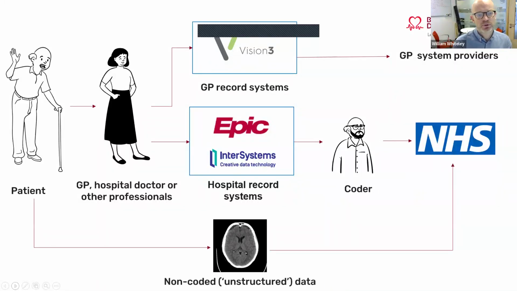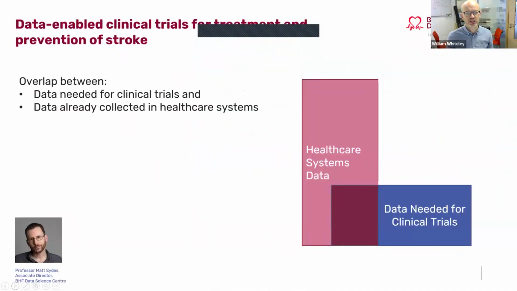Lastly, your GP or your hospital doctor or maybe a paramedic may record things about you in other unstructured forms. And perhaps for us in stroke, the important piece of unstructured data is brain imaging. And that sits within either hospitals or in national collections. So this is the ecosystem we're working with in health systems data. Now let's think about each of those 6 challenges that the BHF Data Science Centre is aiming to address.